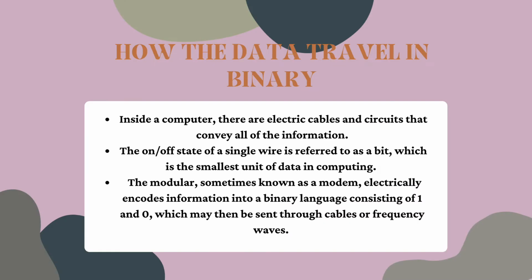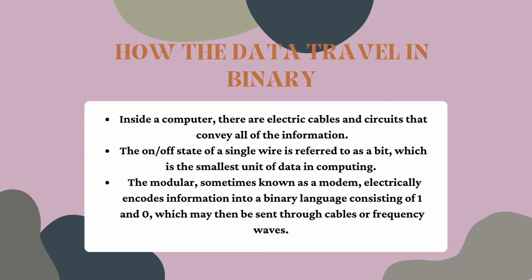Inside a computer, there are electric cables and circuits that convey all of the information. If we had a single line carrying electricity, the signal may be on or off, true or false, 1 or 0. The on and off state of a single wire is referred to as a bit, which is the smallest unit of data in computing.